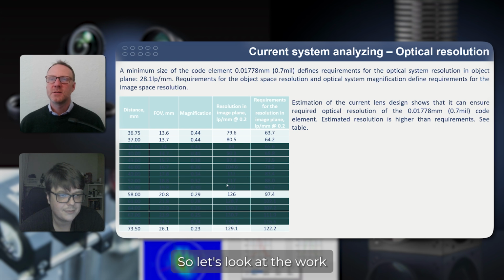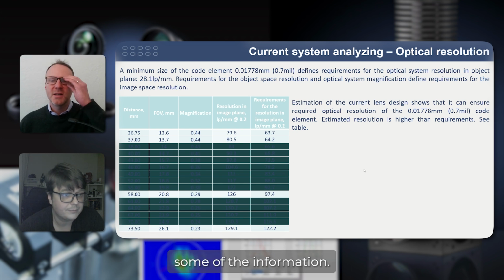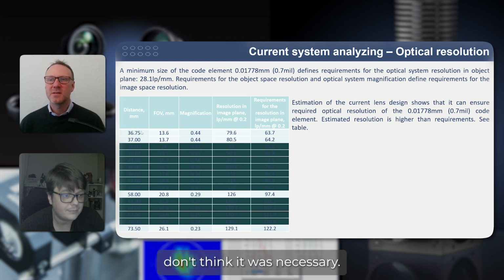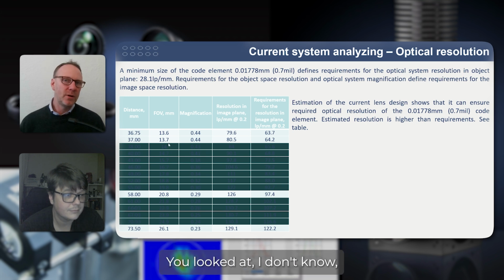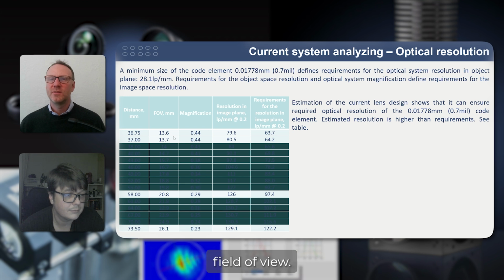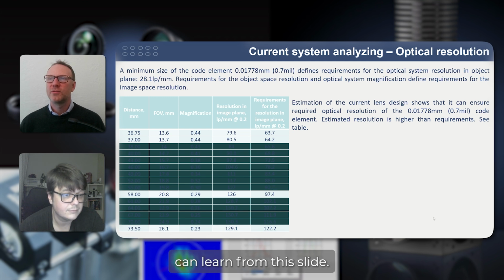All right, so let's look at the work that you did. I grayed out some of the information. I just don't think it was necessary, but you can see that you were looking at many different distances. You looked at, I don't know, what is it here, 12, 15 different distances, each with a different field of view. And as the field of view changed, the magnification changed. Maybe you could talk more about what we can learn from this slide.